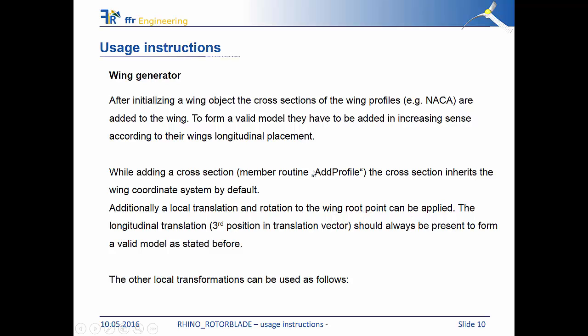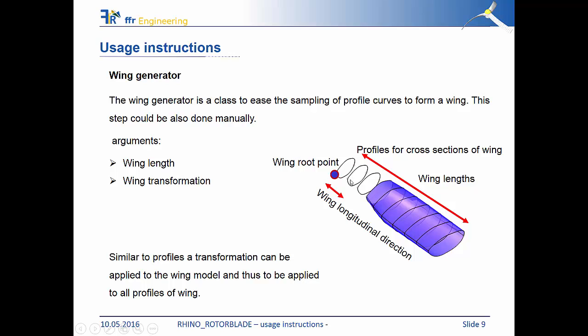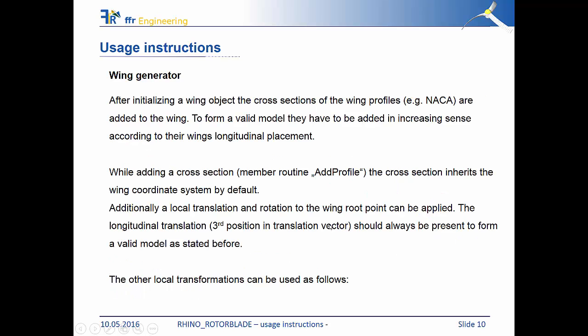Basically, I only want to point your attention to this add profile. This is a command from the source code where you add, for example, this cross section to the wing. Of course, now it's important that you add them after each other according to their position in the longitudinal wing direction. This is what you will have to do.